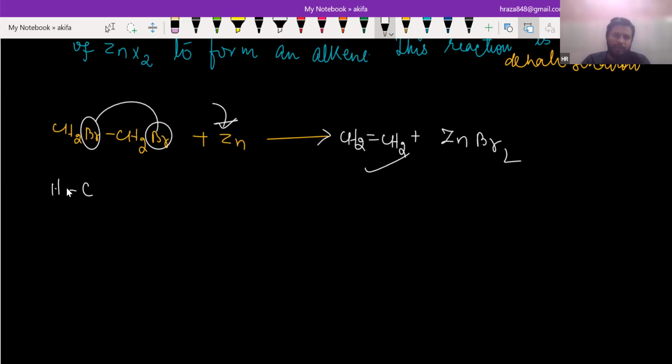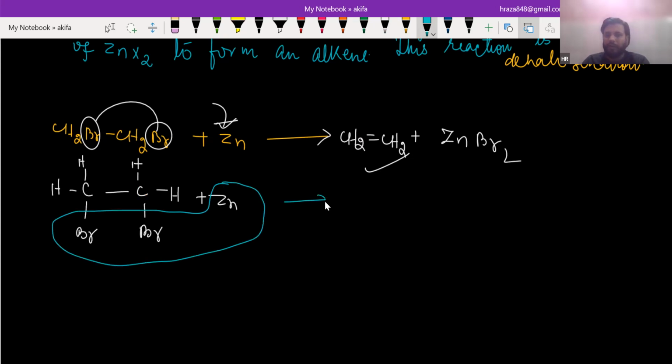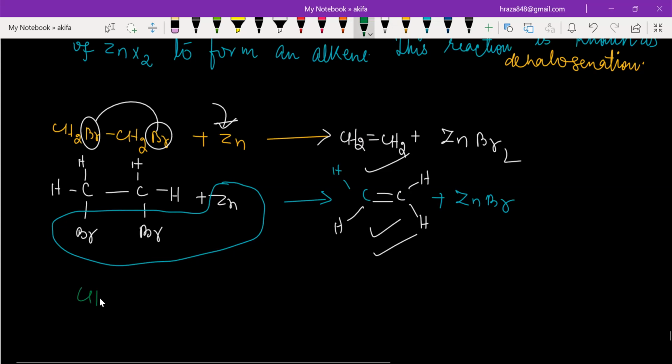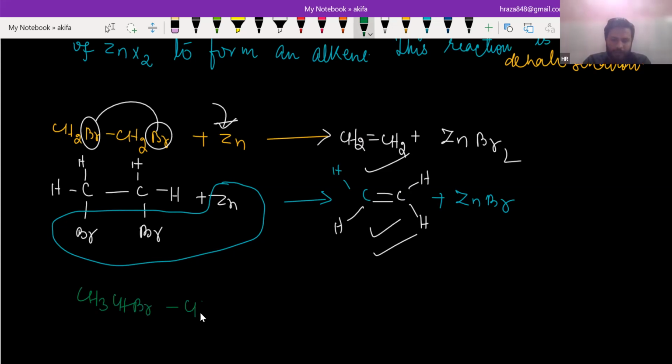If you want to see it, you can write it like this: CH, this is Br, this is Br. You can also see this is Br, this is H, and this is H. If you treat with Zn, this Zn will take Br, and it will go out as a byproduct. Now you can see CH single bond H, this is single bond H, and this will be a double bond. Is this clear? Yes. Now CH3 CHBr CH2Br plus Zn. Write the name of the product.